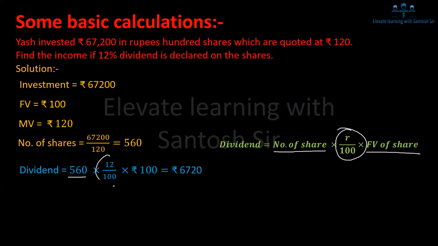So let us now calculate the dividend. Number of shares multiplied by rate of dividend multiplied by the face value. So we get the dividend is 6720. Now this is the return, the profit or the income.